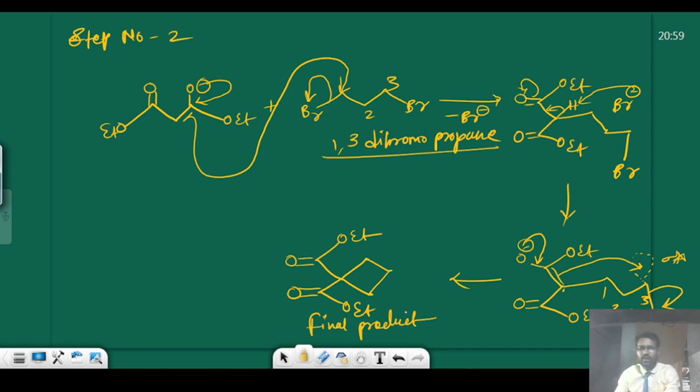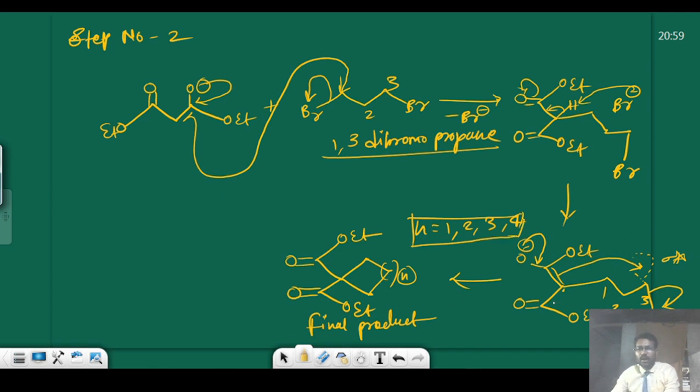Okay, this is the final product of this particular reaction. Now if you increase the number of carbons, then you get a 5-membered ring. If you increase the number of carbons in the system, then here the number will increase. I will write it as N. Here N is equal to 1, 2, 3, 4, likewise. So this is how the reaction takes place generally.